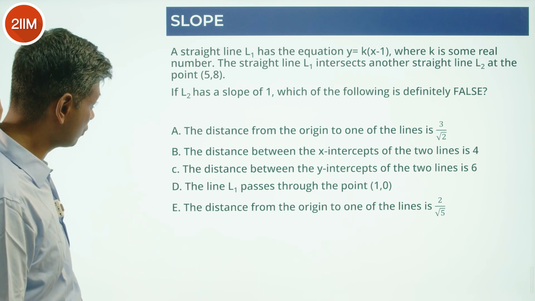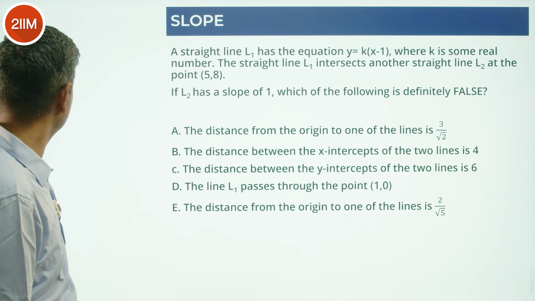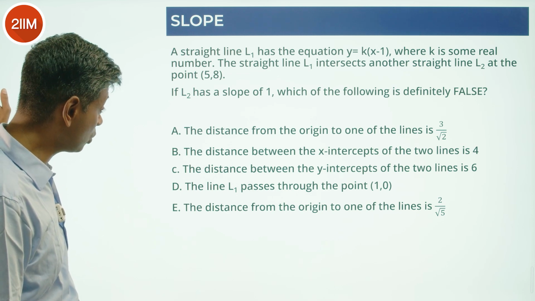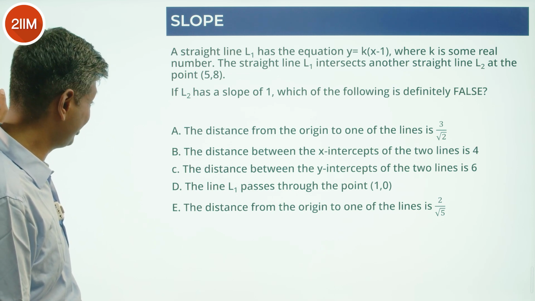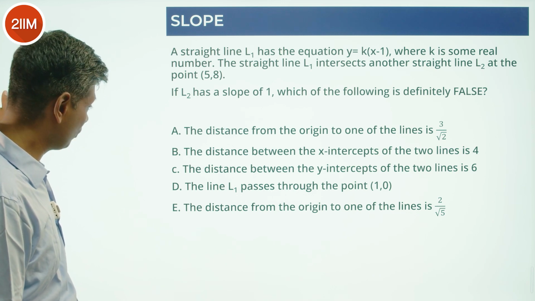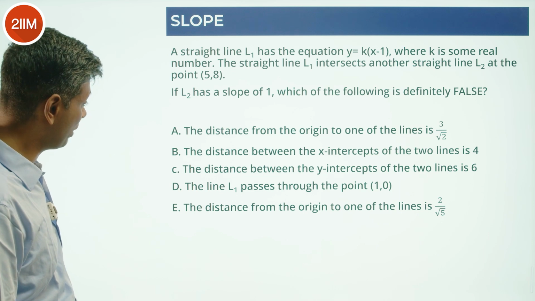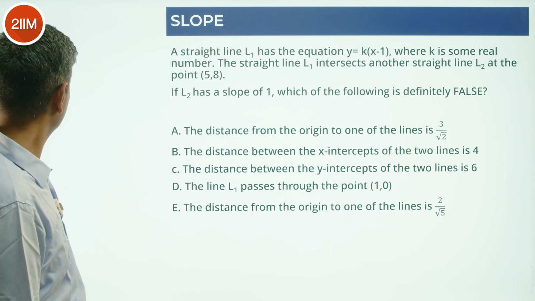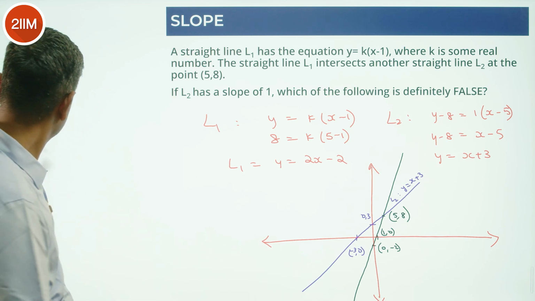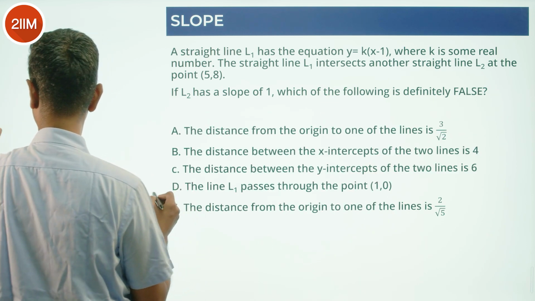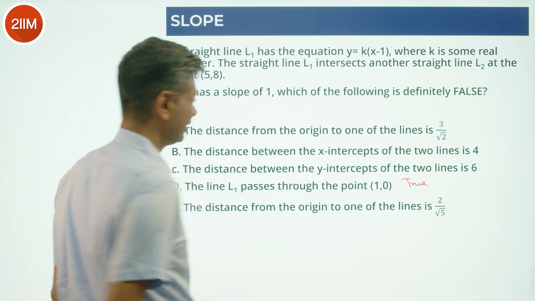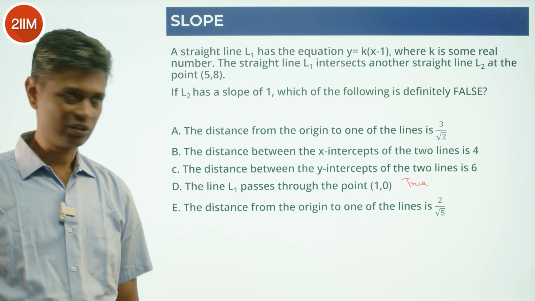The distance from the origin to one of the lines is 3 by root 2. The distance between the x-intercepts of the two lines is 4, y-intercepts of the two lines is 6. Line L1 passes through the point 1, 0. Distance from the origin to one of the lines is 2 by root 5. I'm going to go from L1 passes through 1, 0. That is true. Easiest one to evaluate. Let's plonk it and simplify that.